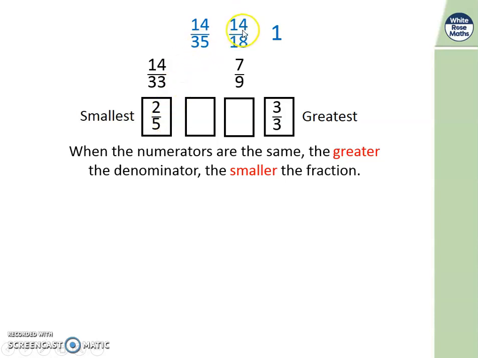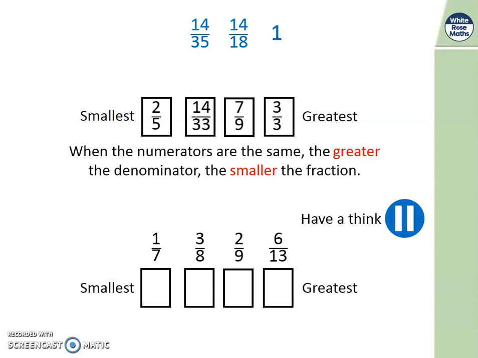Now we're looking at 14 18ths and 14 33rds. Well, this is going to be smaller, and that's the original fraction. Then it's going to be this one, and that's the original fraction. Now they are in order from smallest to greatest.